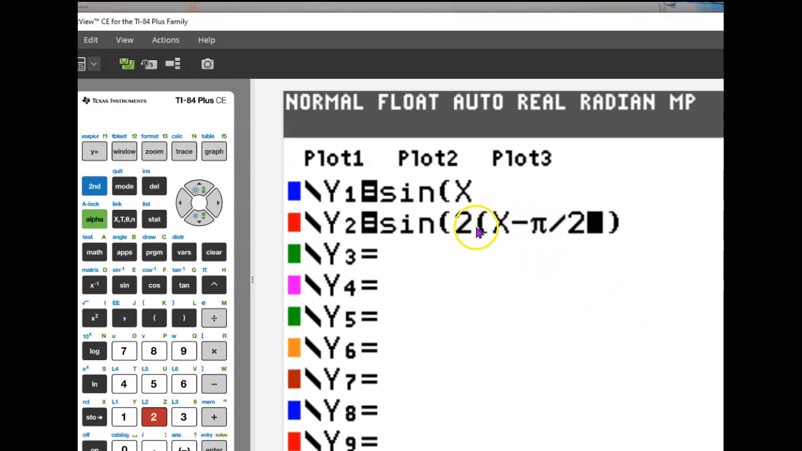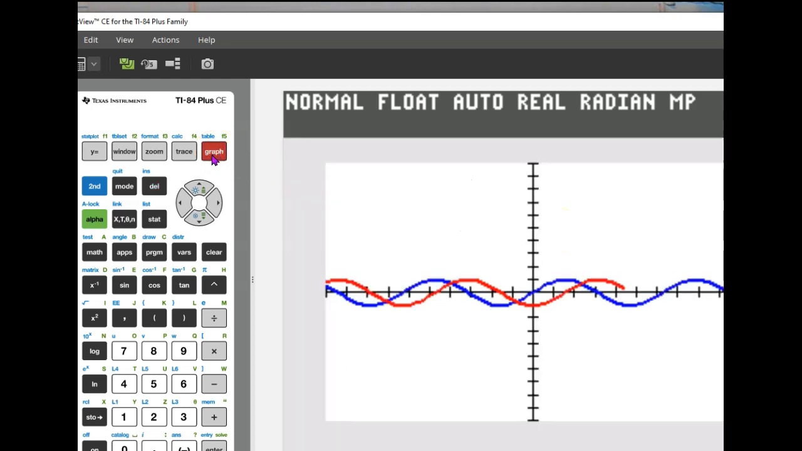Let's do just one thing at a time so you can actually see it. Delete. I have extra parentheses, but this is just the phase shift all by itself. So when I graph it, we can see it. I moved it over pi over 2.